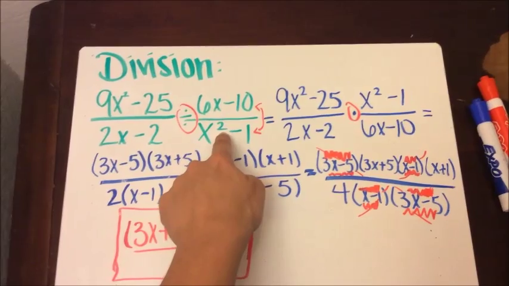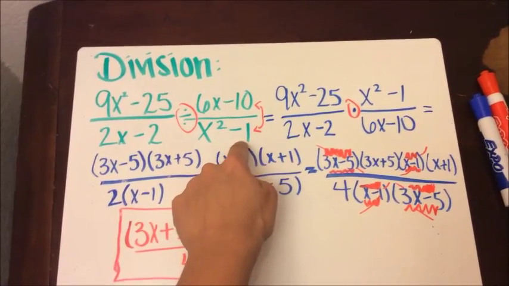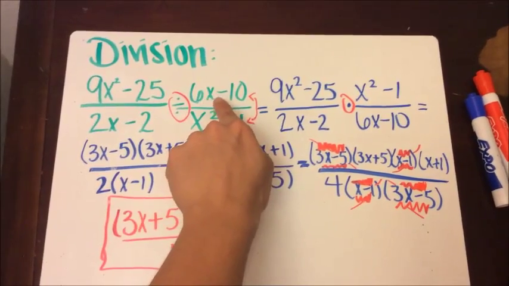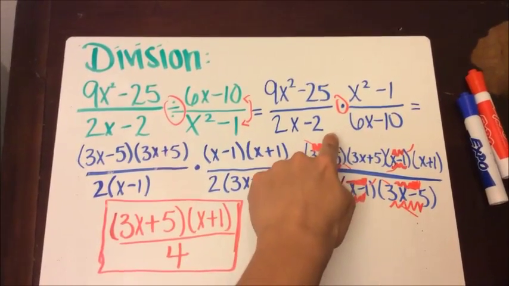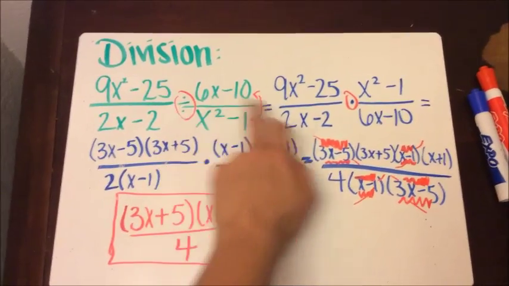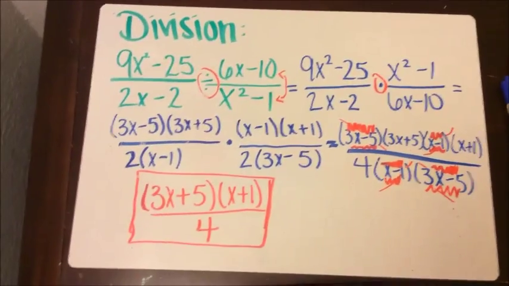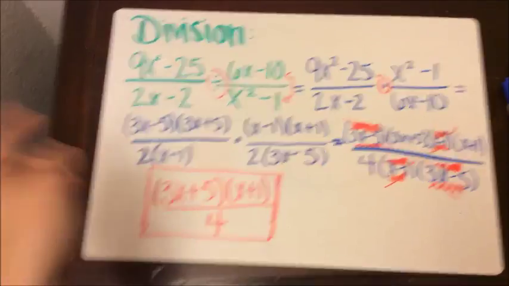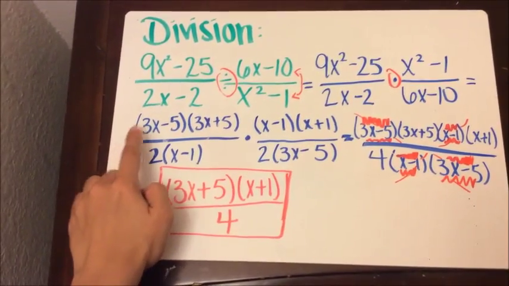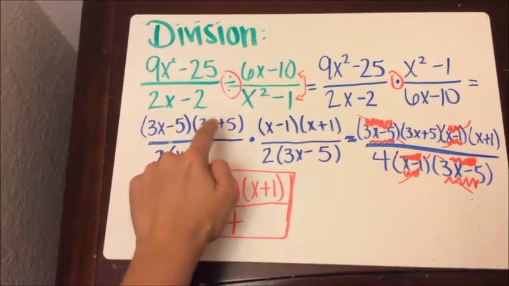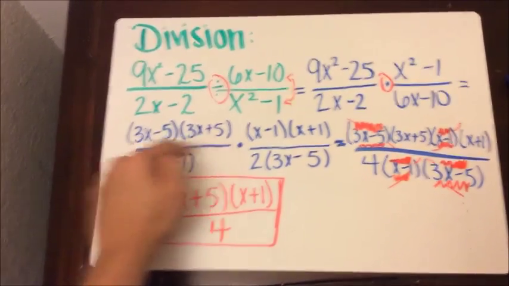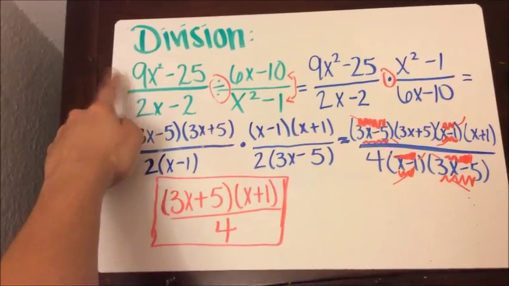We had the x squared minus 1 in the denominator, and we switched it to the numerator. The 6x minus 10 in the numerator, and we switched it to the denominator, and we switched the sign from division to multiplication. Then we're going to factor, just like we did in multiplication. The 9x squared minus 25 factors out to a 3x minus 5 and a 3x plus 5. And we know this because if we multiply them back together, it'll give us a 9x squared minus 25.